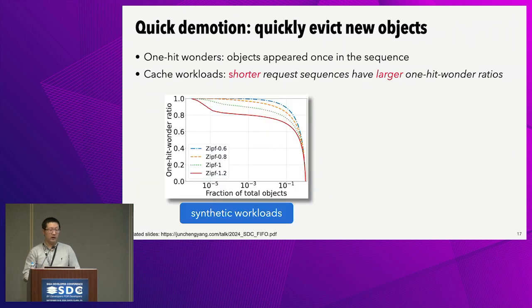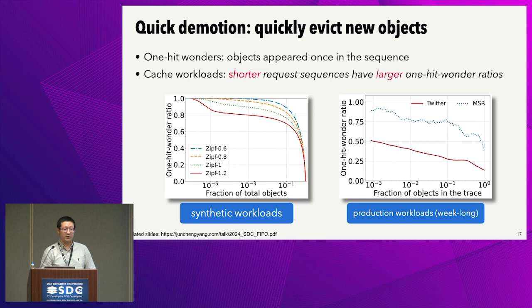While this is a toy example, let's look at some synthetic workloads and production workloads. This figure on the left shows how the one-hit wonder ratio changes with the sequence length. On the right side is the full request sequence. On the left is the shorter request sequence. And I'm showing 4 different synthetic workloads with different skewness. We can see that the one-hit wonder ratio increases very quickly if we go from the right side to the left. At 1/10 of these traces, the one-hit wonder ratio is around 80% across different skewness. Well, this is synthetic workload.